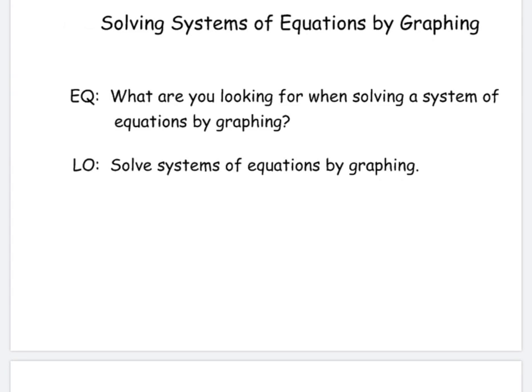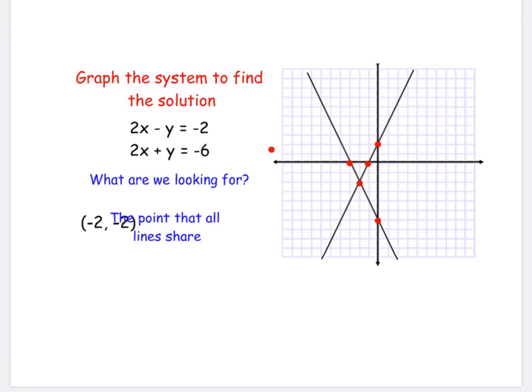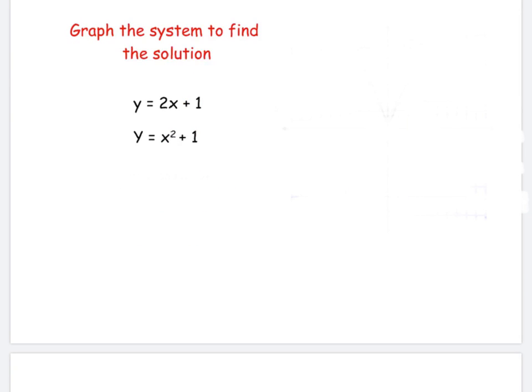This lesson is going to be looking at solving systems of equations by graphing. Remember when we had two linear equations in a system, the point that was our solution when we graphed them was the point where the two lines intersected. So if we were looking for a solution in this graph, it would be (-2, -2), because our intersection point is there. But sometimes when we have systems of equations, they're not necessarily all just linear.